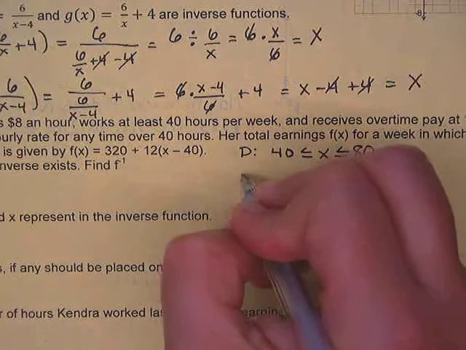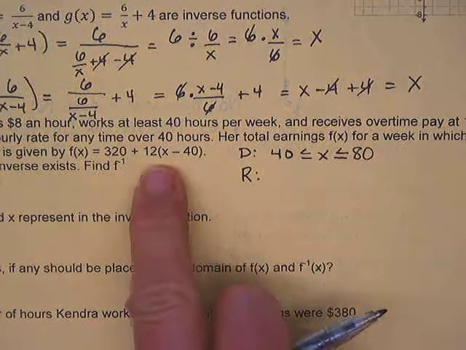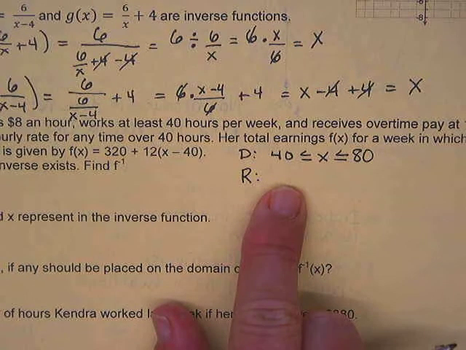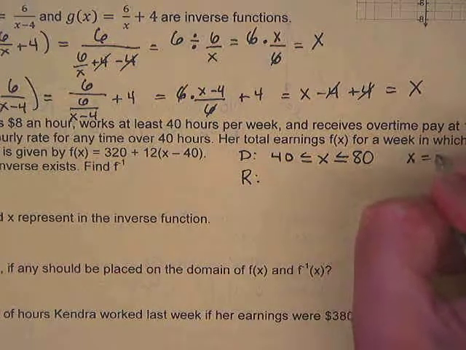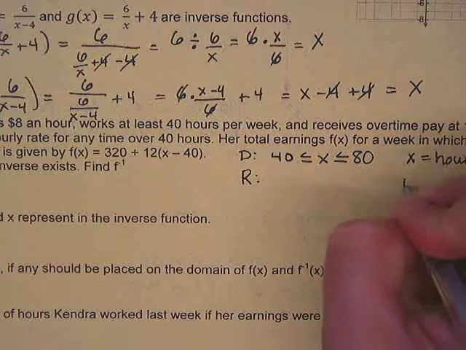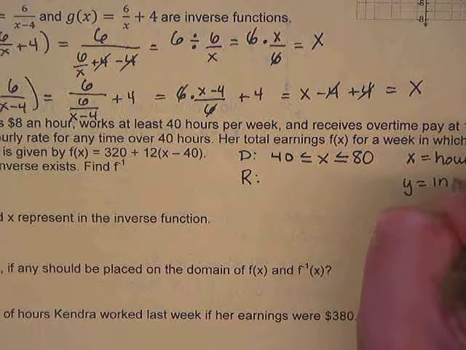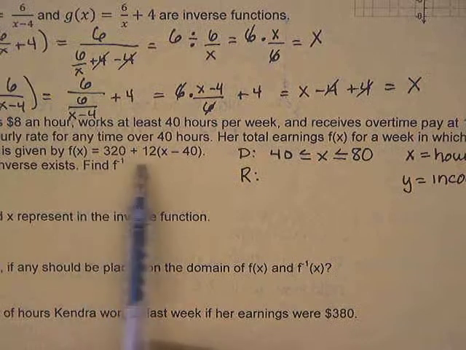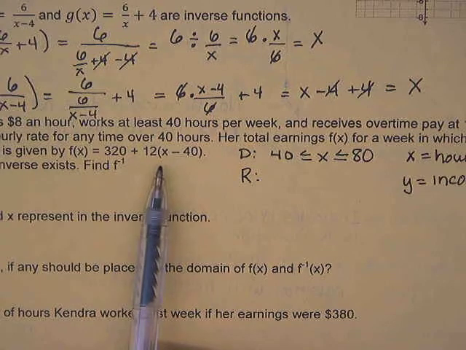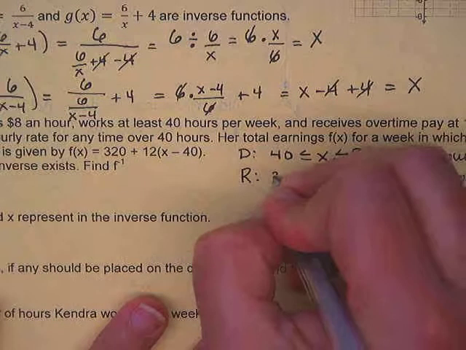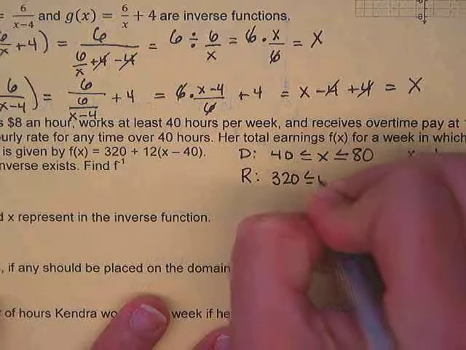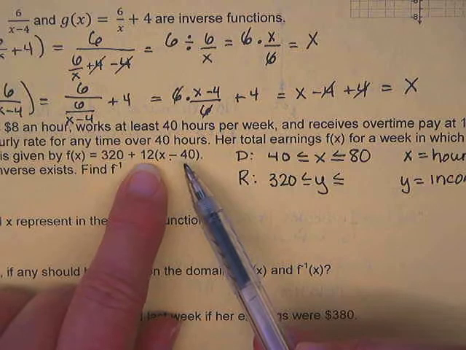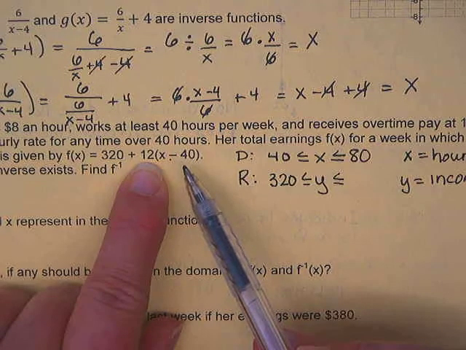If that's the domain, when I plug in 40, I can find the lowest amount her paycheck could be. Remember that x is the hours that she works, and y is the amount that she gets paid. Let's call that her income. If I substitute 40 into this equation, 40 minus 40 is 0, times 12 is 0, so she would make $320. If I substitute in 80, now 80 minus 40 is 40. 40 times 12 is $480.